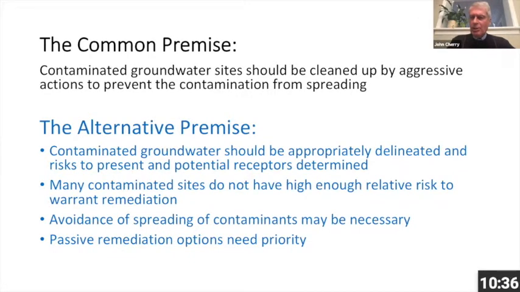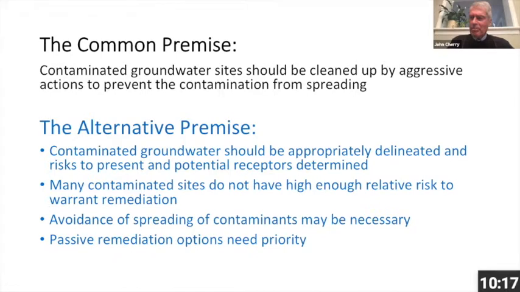So there's a common premise: contaminated groundwater sites should be cleaned up by aggressive actions to prevent the contamination from spreading. Within this premise, basically, the idea is that you should clean up so that you can reuse the part of the aquifer that's contaminated. We're proposing an alternative premise.